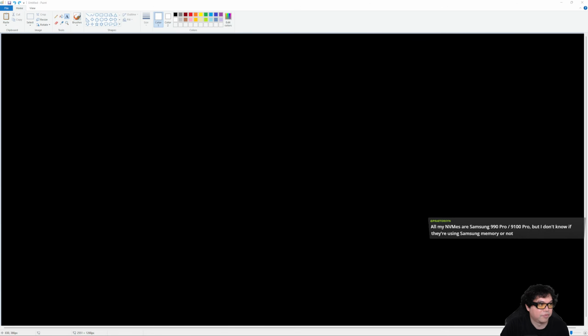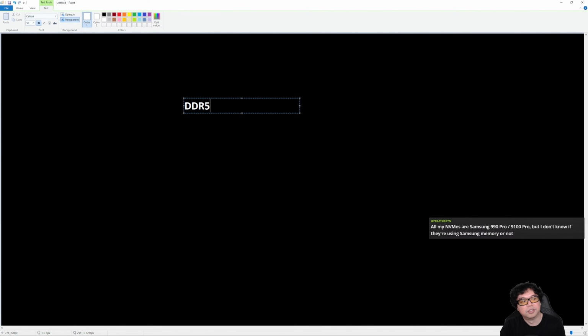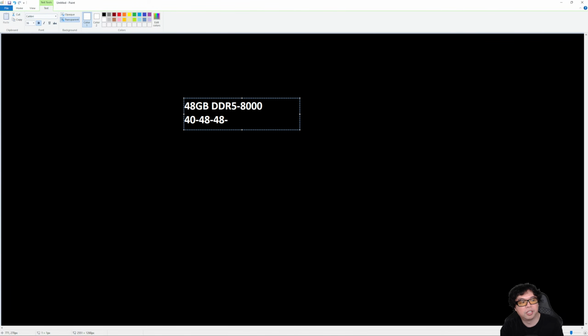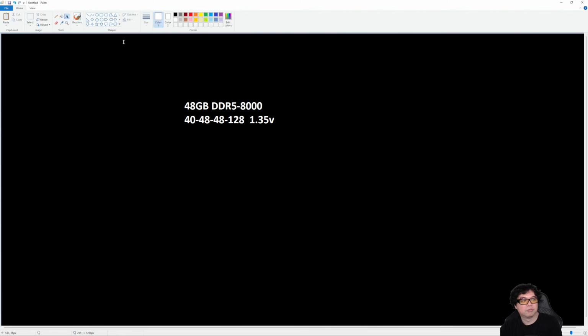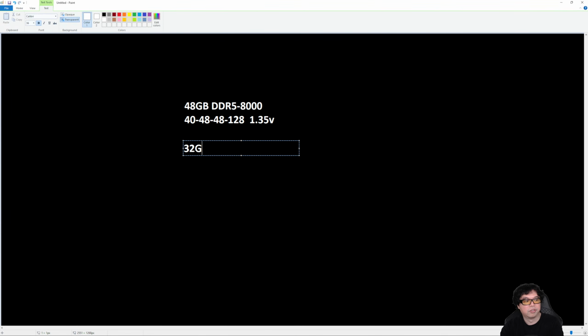So for example, if we have a 48 gigabyte DDR5 8000 with primary timings of 40, 48, and I don't remember what the last number is, 131 or 128 or something, at 1.35 volts. Let's give some examples. I'll give you some examples. These are memory kits that I actually have.